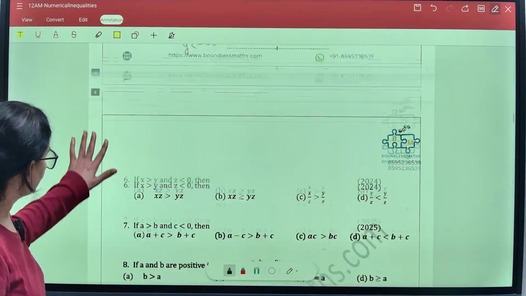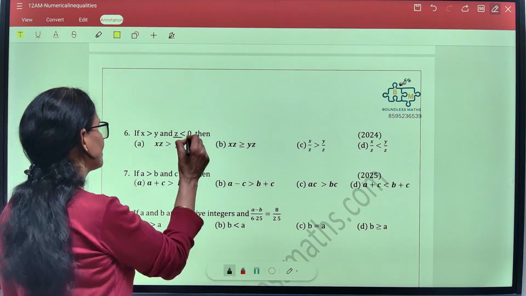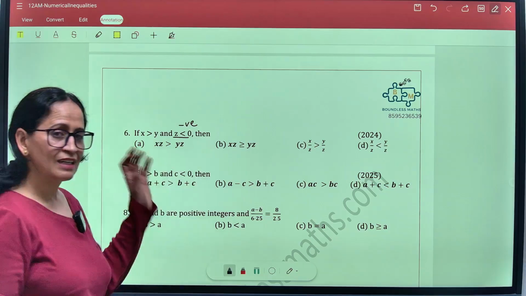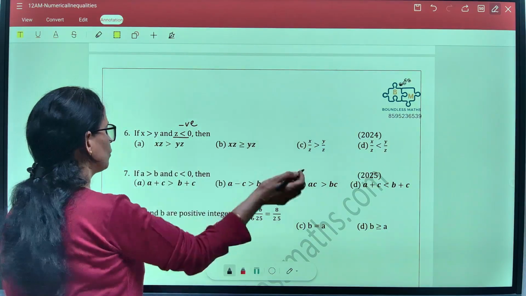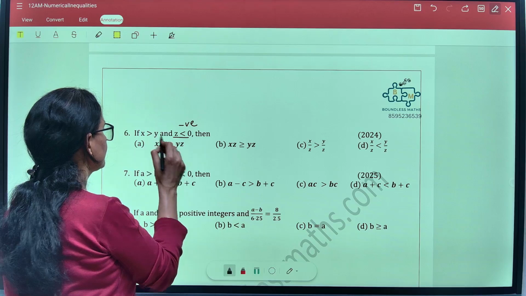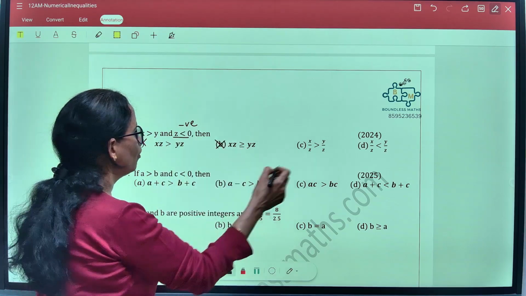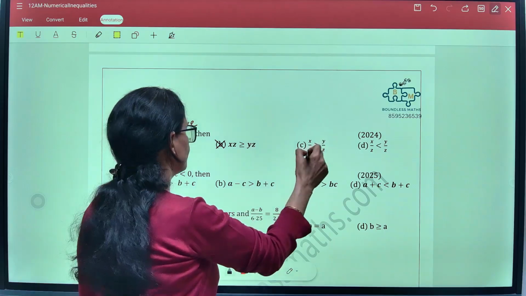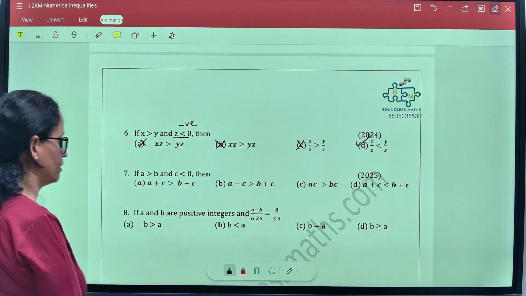Let's move to the next question. If x is greater than y and z is less than 0, z is less than 0 means it is negative. Now be careful, when we multiply or divide by a negative number, the sign flips. So let's look at all the options. Xz greater than yz, no, because the sign is same. Greater than equal to, no. X upon z greater than y upon z, no, the sign is still the same. Here the sign flips, so option D is the correct answer.